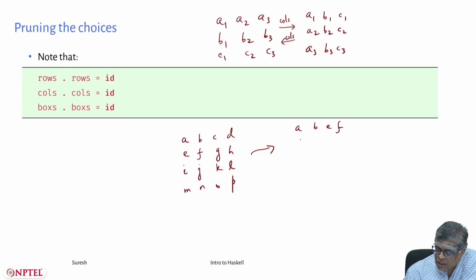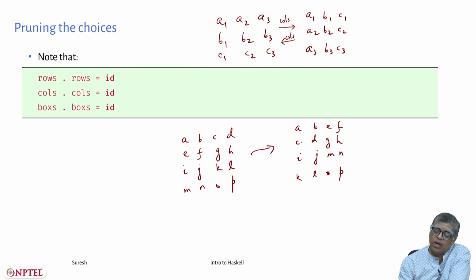Second row, I will write the second 2 by 2 box, which is C, D, G, H. Third row, I will write the third 2 by 2 box, which is I, J, M, N. And then whatever is left, K, L, O, P, I will write. But now if I go here and I take the first box, it is A, B, C, D. Okay, this is the first box here.